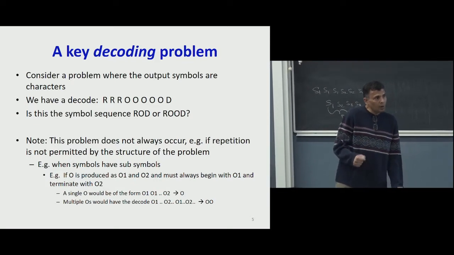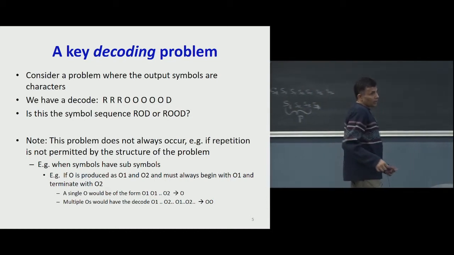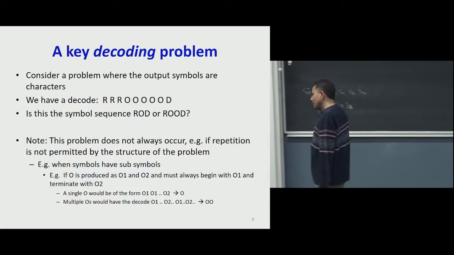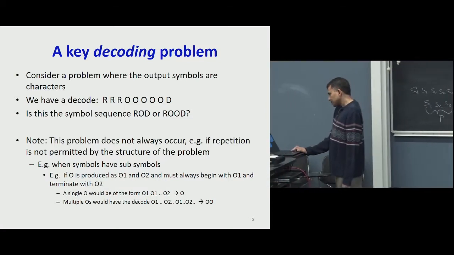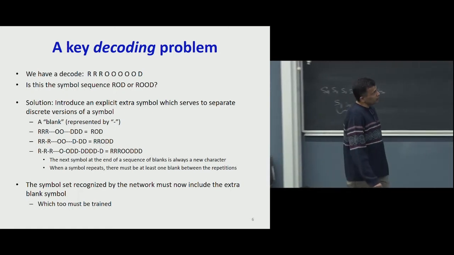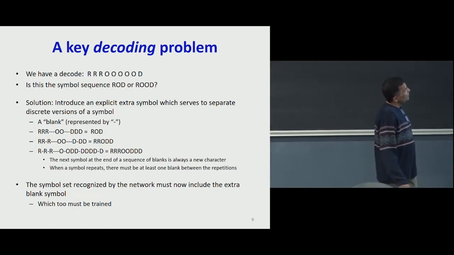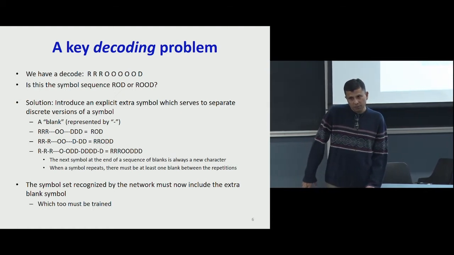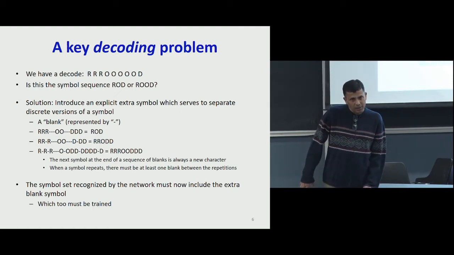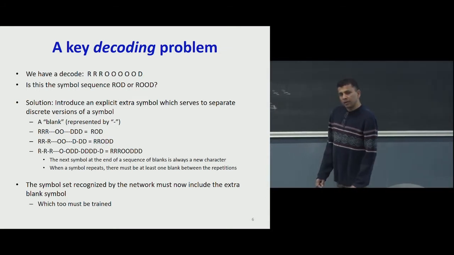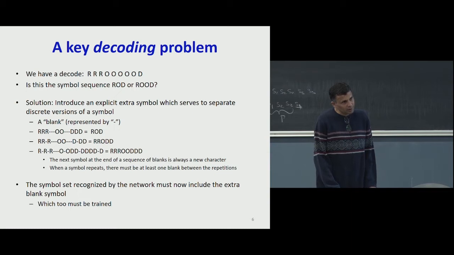But more generally, this is a problem. You will not know whether the repetitions must be collapsed to one symbol or two, or how many they must be collapsed to. And so to deal with this, we will introduce an extra symbol whose only job in life is to separate repetitions of symbols. This is the blank. So the blank is the equivalent of saying nothing is happening here, right?